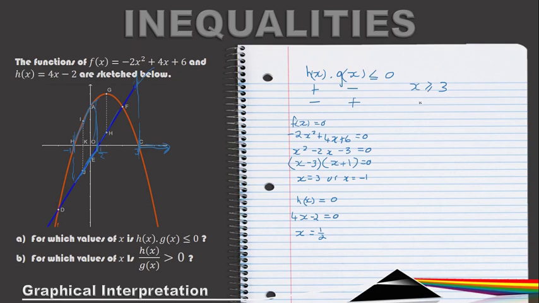So for this condition it was where minus 1 is less than or equal to x is less than or equal to a half. So putting these two together, basically our final answer will be x greater than or equal to 3 and where minus 1 is less than or equal to x is less than or equal to a half.